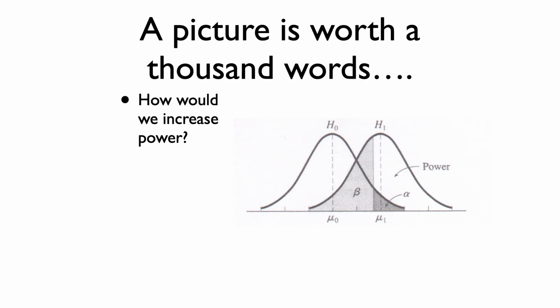Increasing alpha would. What if we put alpha all the way over here? We'd never do that. That's stupid. But what if we did? We'd have lots of power. We'd make all kinds of errors. We'd have lots of power. So increasing alpha would be one thing we could do. What else could we do?